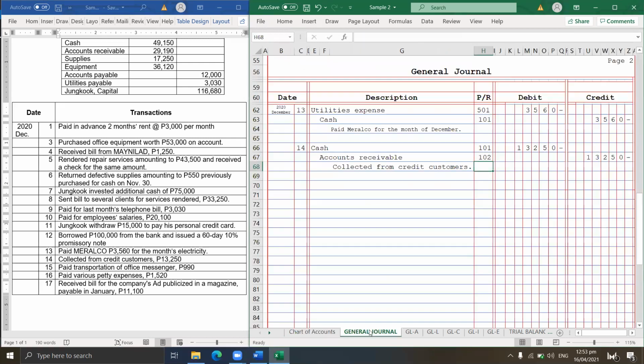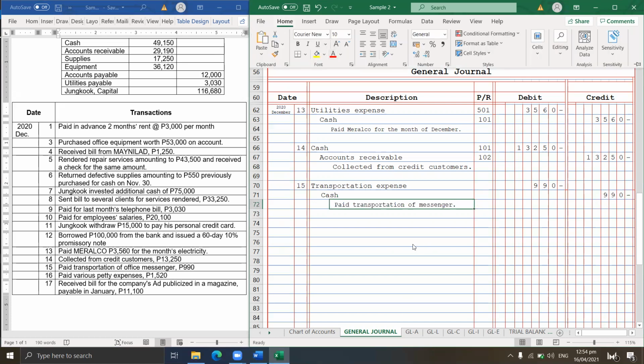So i-journalize na po natin. So that's December 15. So debit transportation expense, okay, amounting to 990. Okay. And then we credit cash because we have paid amounting to 990. Okay. So short explanation. Kopyahin na lang natin. Paid transportation of Office Messenger or Messenger na lang para mas maikli. Okay. So I hope that that is clear ha. Again, pag may questions kayo, please let me know.